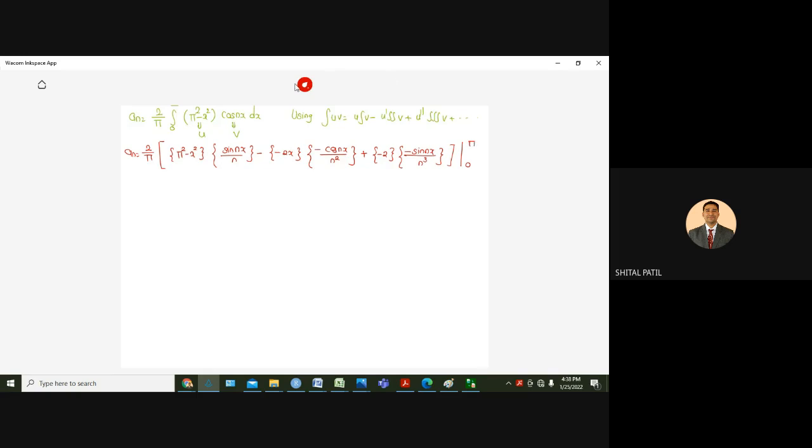Might be while doing the substitution of upper and lower limit, you might have made a mistake. Check it once again. 8 into minus 1 raised to n upon n square. 8 you are getting. Why? I don't know why you are getting 8. I have a different answer. We'll check it. 4 into minus 1 raised to n by n square. There, correct. Why?